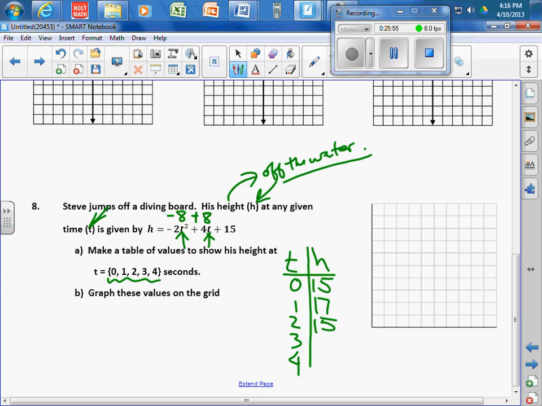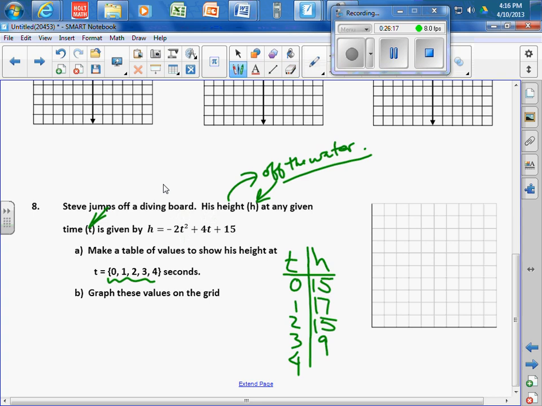All right, maybe that works, maybe that doesn't. But all right, we're going to run with it anyway. At 3 seconds, that'll be 9, times negative 2 is negative 18. 4 times 3 is 12. Negative 18 plus 12 is what? Negative 6 plus 15 is 9. So it's then at 9 feet off the water.